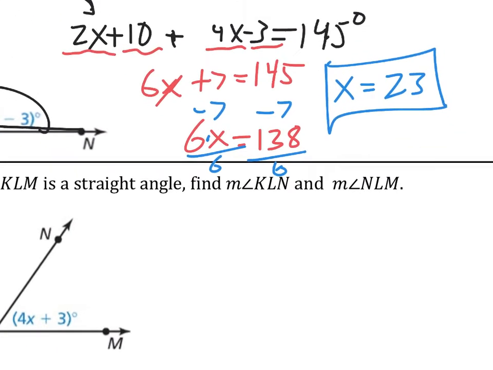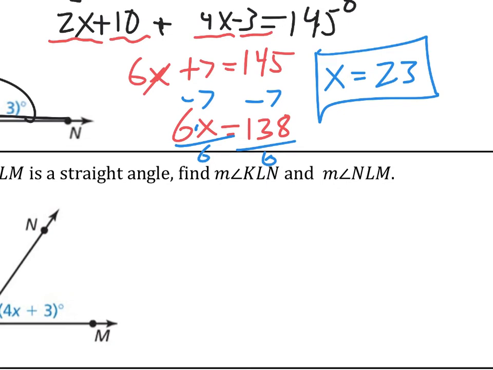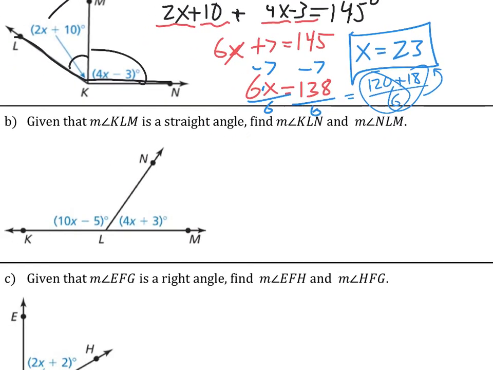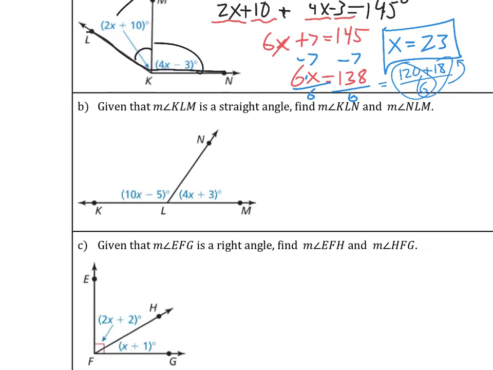So if you're wondering what I just did there, we could go to a calculator, but in my head this is 120 plus 18, divided by 6. You can divide that, and that gives you 23. Okay, 20 and 3. Anyways, all right.